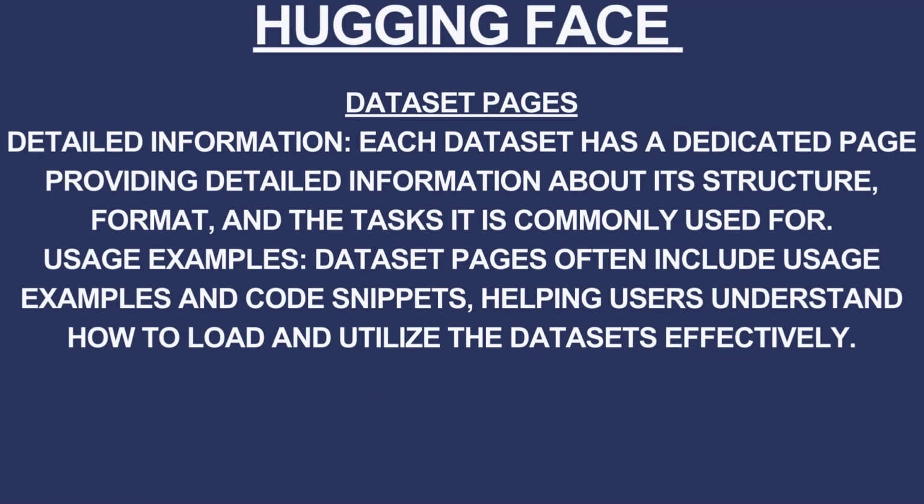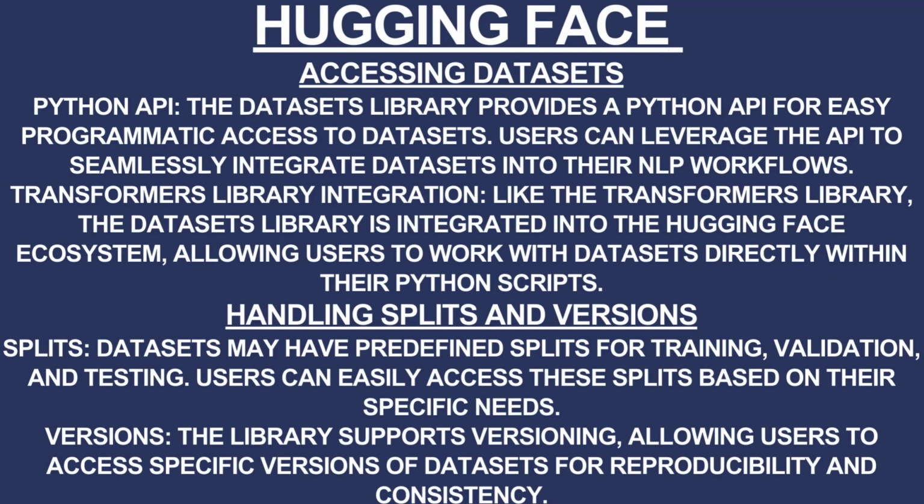Dataset pages. Detailed information. Each dataset has a dedicated page providing detailed information about its structure, format, and the tasks it is commonly used for. Usage examples. Dataset pages often include usage examples and code snippets, helping users understand how to load and utilize the datasets effectively.